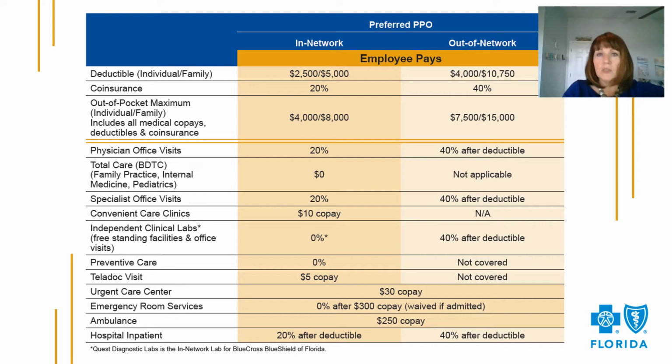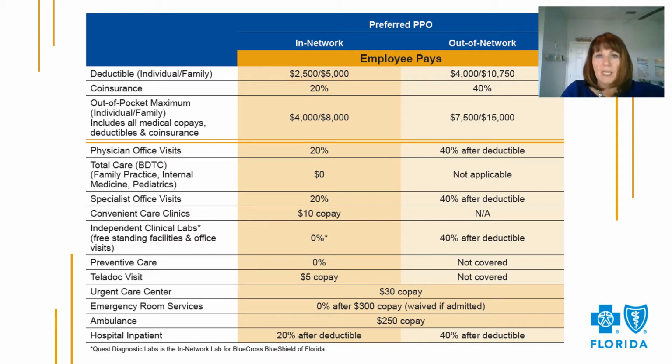Now let's switch gears and talk about the details of your plans. The preferred plan is a coinsurance based plan. The plan provides both in and out of network benefits. For the purpose of this presentation, I will be focusing on the left-hand column, which reflects the in-network benefits. It is important that you stay in network whenever possible to maximize your benefit.